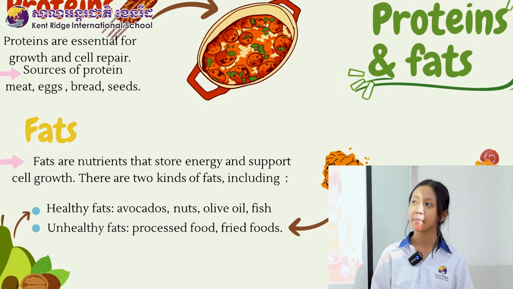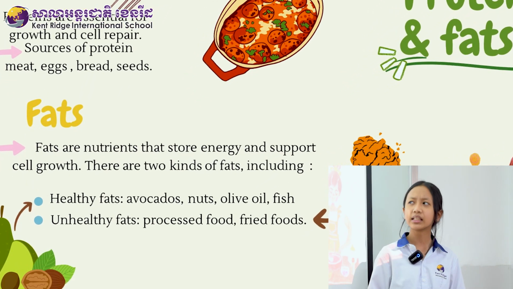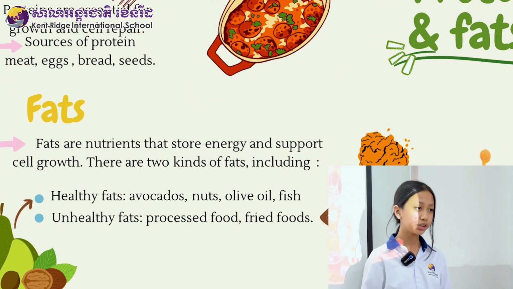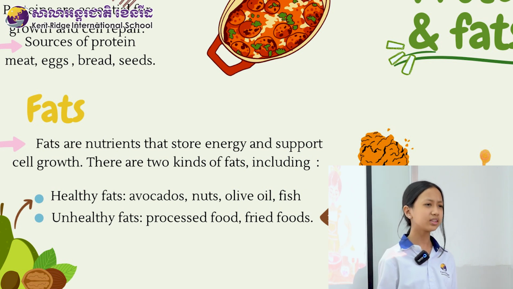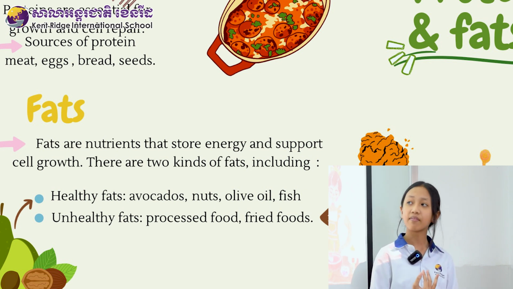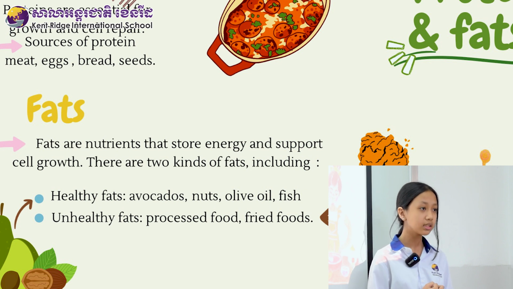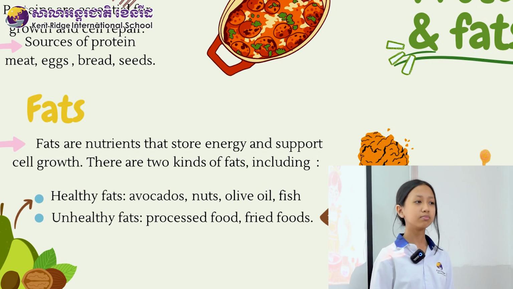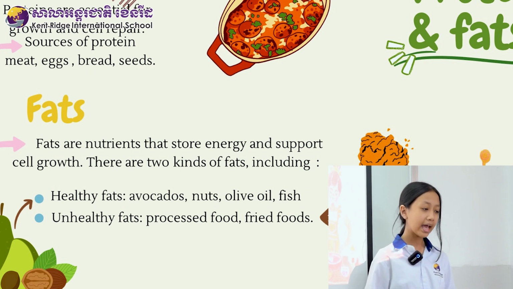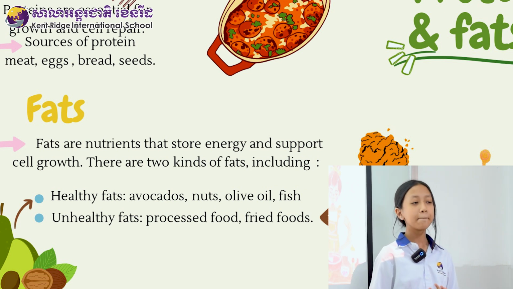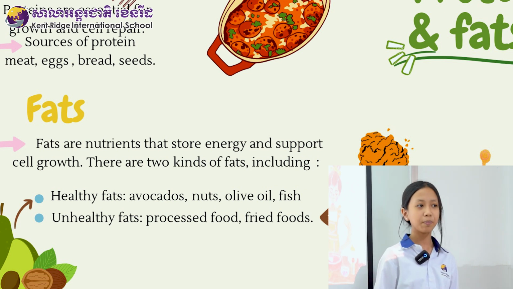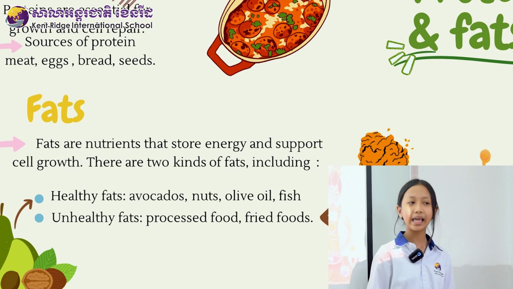Next, we have fats. Fats are nutrients that are for storing energy and support cell growth. What do fats do? Fats basically provide energy, protect organs, insulate your body, help absorb vitamins, and support your brain function. Your brain is made mostly of fats, helping with your thinking and memory.